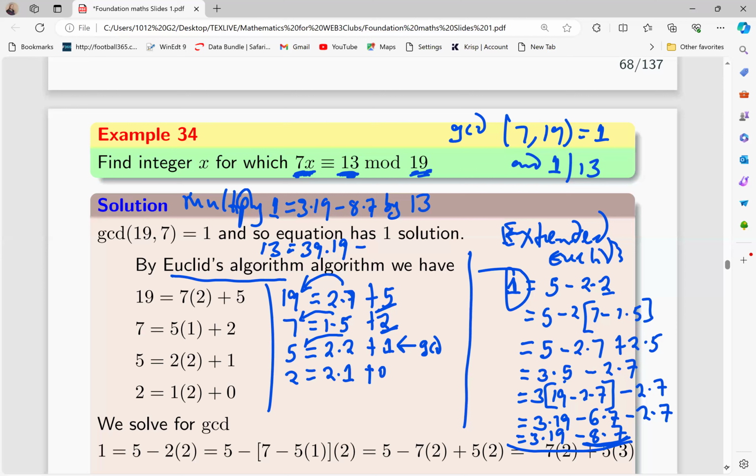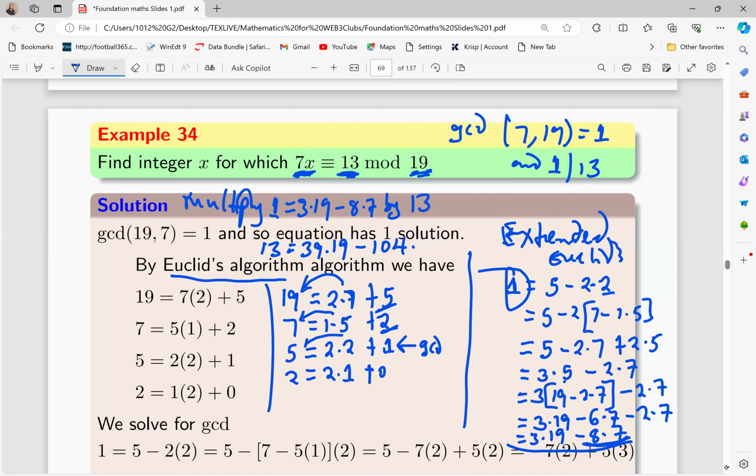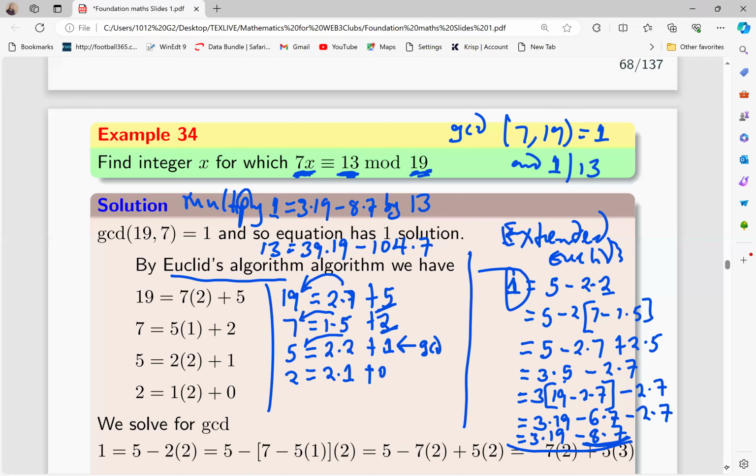Math says that 13 times what? 13 times 8 is 104. So what do we have? Now what do we want? We want a number which, when multiplied by 7, gives us 13.